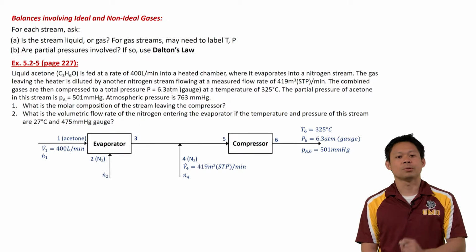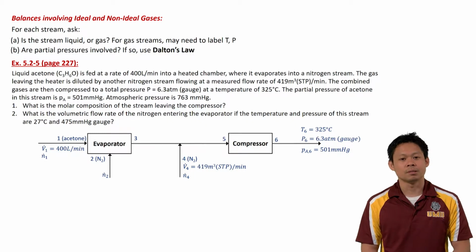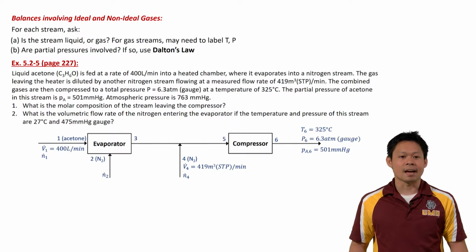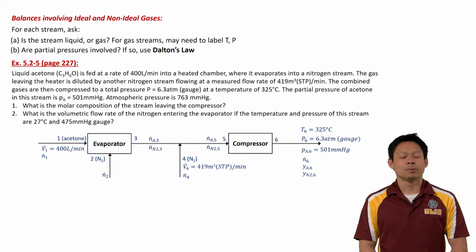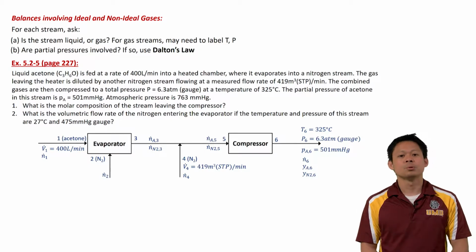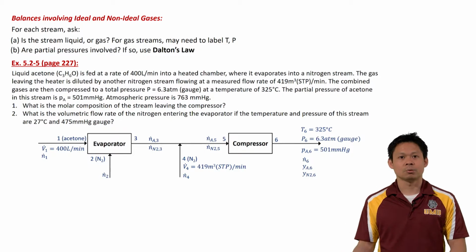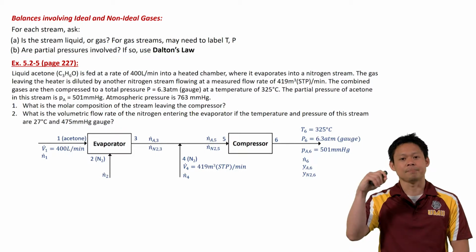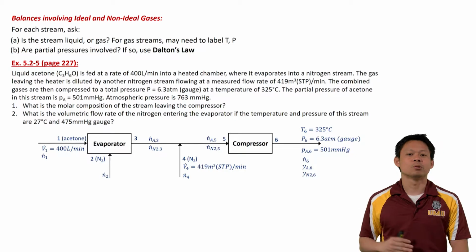So we have N1, N2, and N4 in those streams. In the other 3 streams, we have a combination of nitrogen and acetone. And so I'm going to label streams 3 and 5 as the molar flow rates of acetone and nitrogen in those streams. You will see that in stream 6, I actually switched the notation, or switched the way I label the stream. I label it as the overall flow rate and the mole fractions.